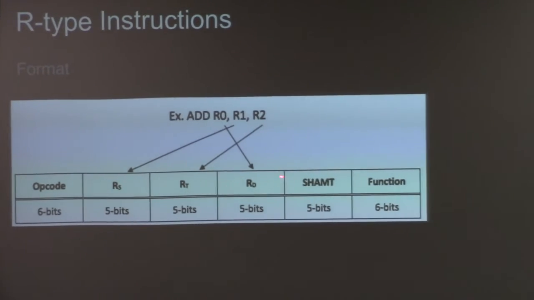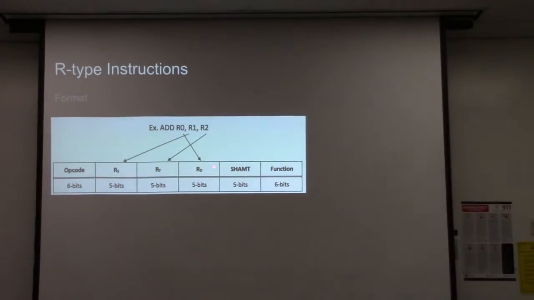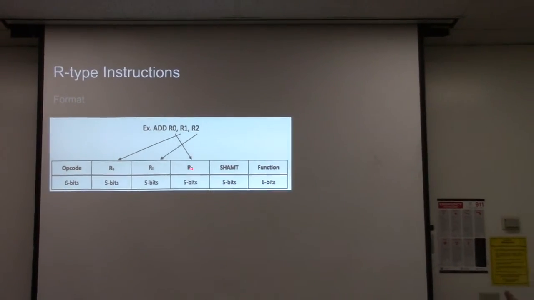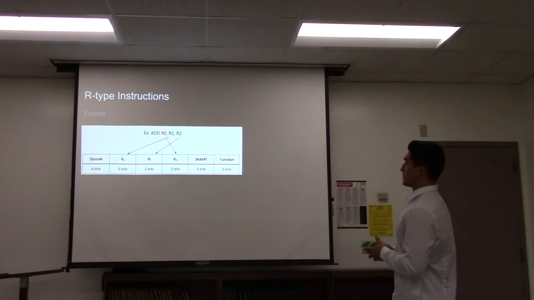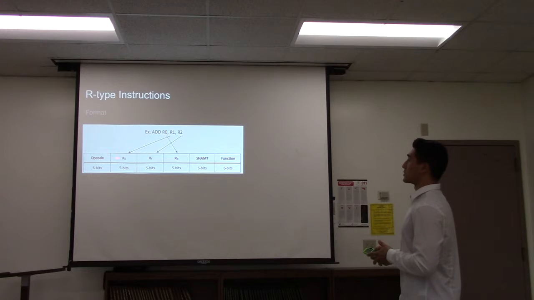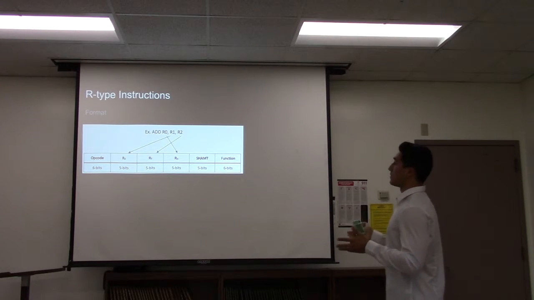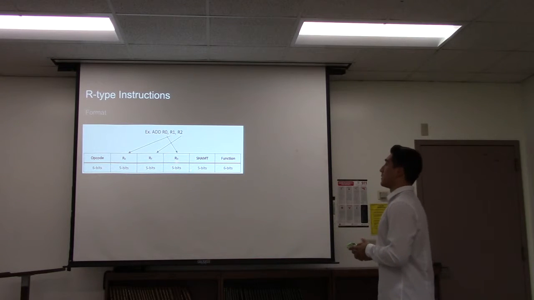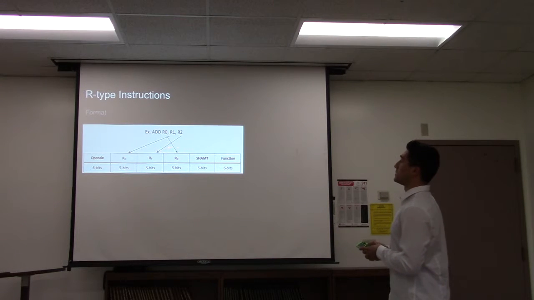R's are special because they have an RD register, which is basically a destination register denoted by the first R in the instruction. And then the next one is the RS and the next one is the RT. So these two last ones are actually the source registers, and based on whichever R-type instruction it is, the result gets written into RD.